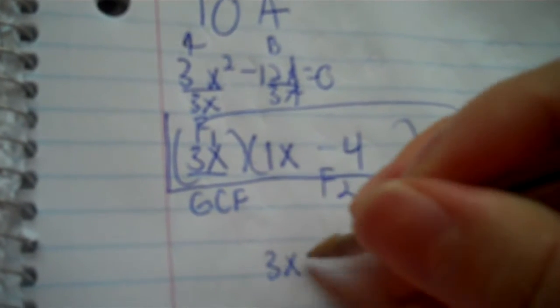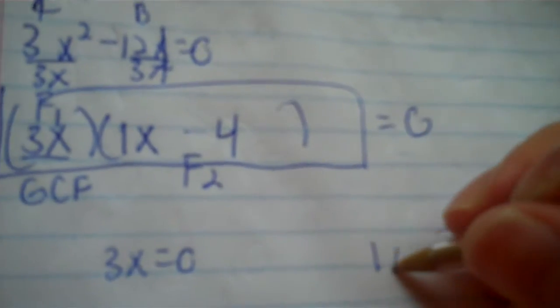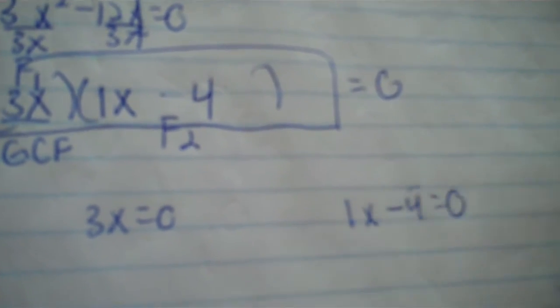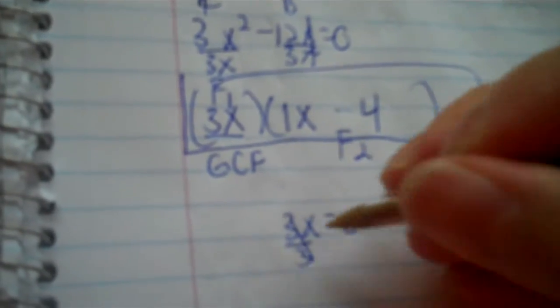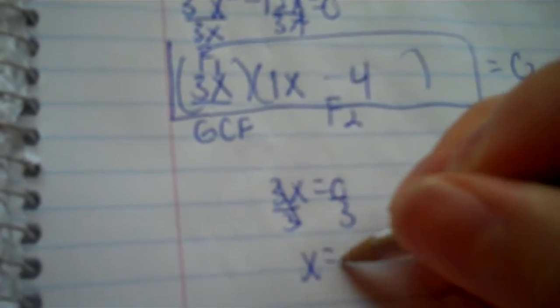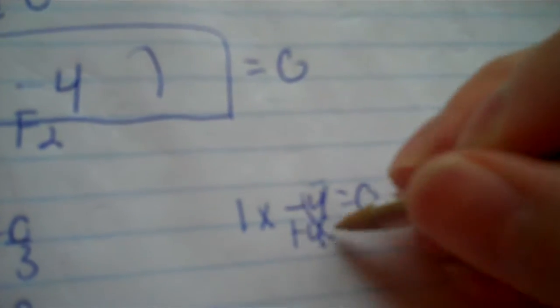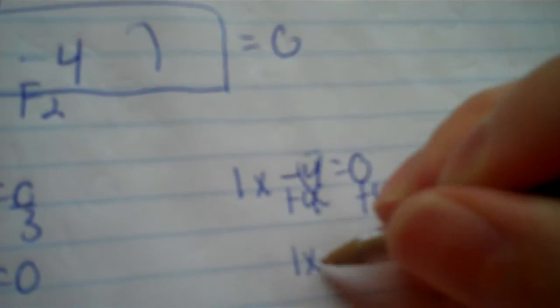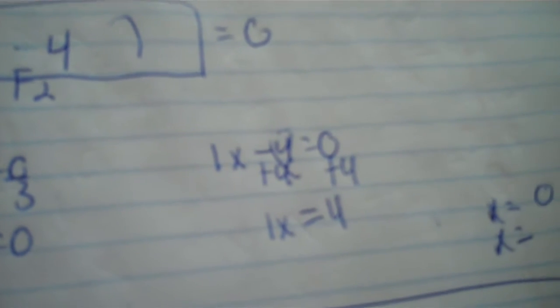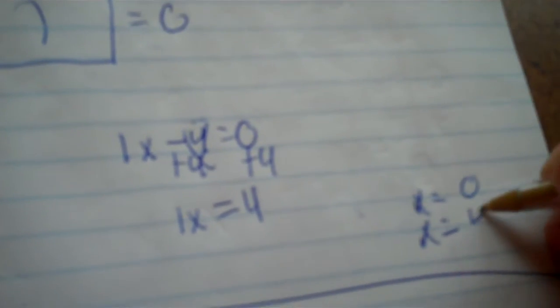So 3x could equal 0. 1x minus 4 could equal 0, so I'm going to divide by 3. And 0 is my first solution. Then I add 4. And then you can divide by 1 if you want, but 4 divided by 1 is 4. So 0 and 4 are the two answers.